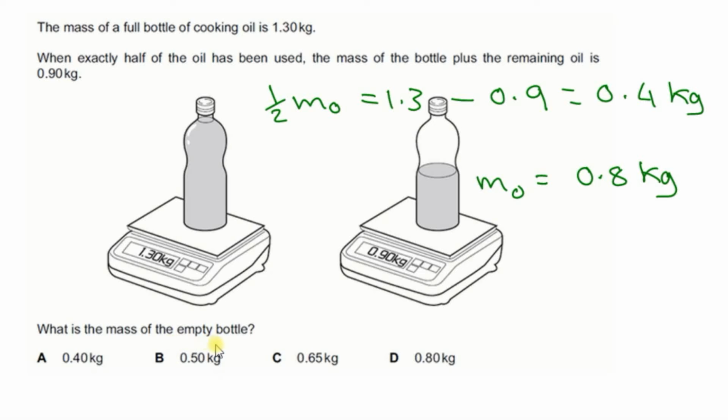What is the mass of the empty bottle? The mass of the empty bottle equals the total mass, which is 1.3, minus the mass of the oil, which is 0.8. This means that the mass of the empty bottle is 0.5 kg.